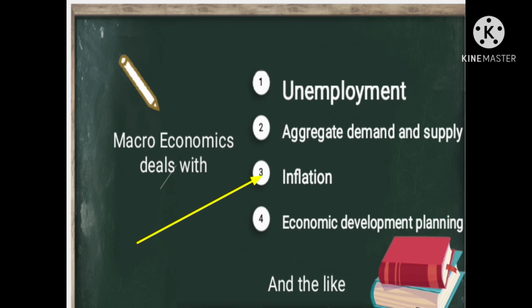Three, look at the inflation rate, the level of prices in the economy. How are the prices faring? Are they continuously rising? And how do they happen? The causes of these, how they affect the different economic units within the economy. This is a matter of macroeconomics.